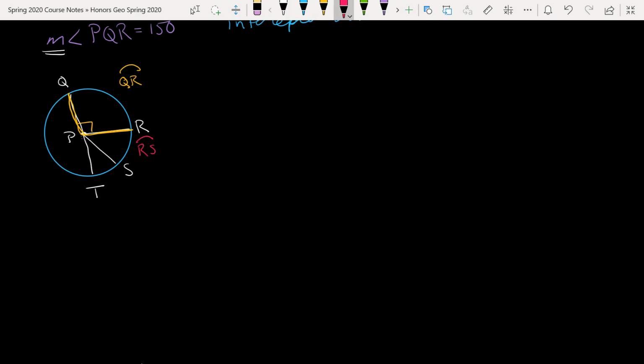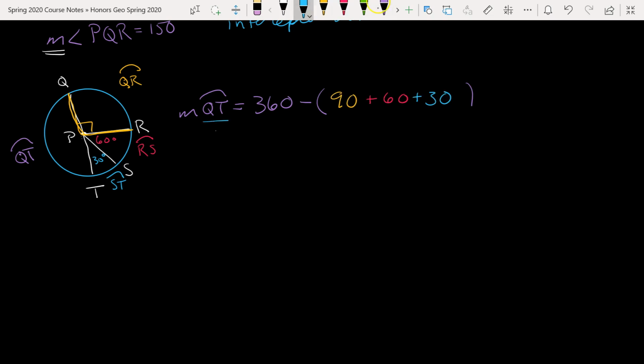Arc RS, which is intercepted by angle RPS, let's say that's 60 degrees. And arc ST, let's say that measures 30 degrees. Then if we wanted to find the measure of arc QT, that's just 360 minus everything that we've already gotten. And from there, it's pretty easy to see that arc QT is a semicircle. Hopefully that's clear based on the measure that you find for it.